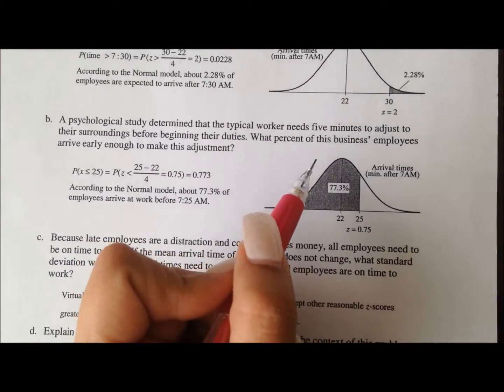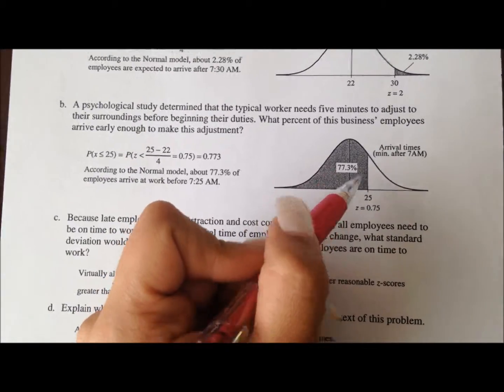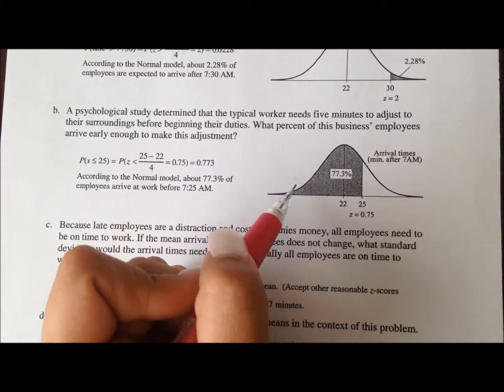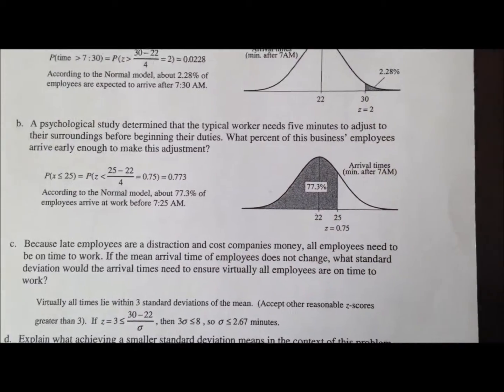So right here, again, this is just a nice graph to help you understand. This is a normal curve where your mean is at and where they need to be arriving at so that they can get their 5 minutes in. And this right here is how many of them will arrive before 7:25 to get their 5 minutes in.